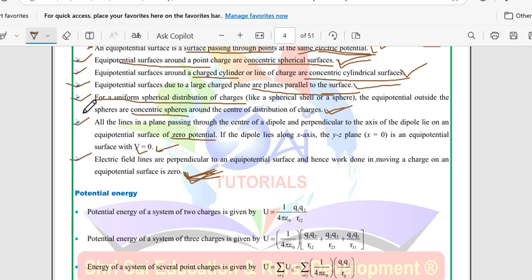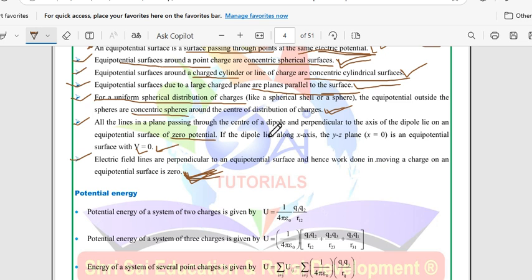Now, for a uniform spherical distribution of charges, like a spherical shell or a sphere, the equipotential surfaces outside are concentric spheres around the center of the distribution of charges. All the lines in a plane passing through the center of the dipole and perpendicular to the axis of the dipole lie in the equipotential surface of zero potential.